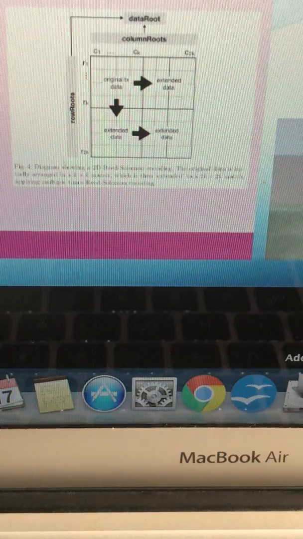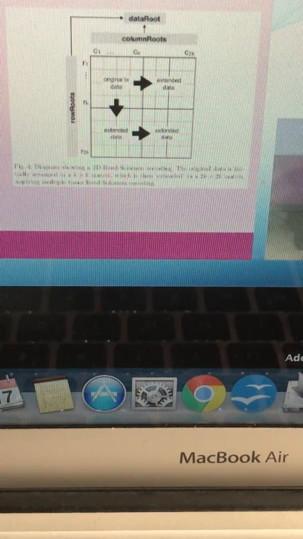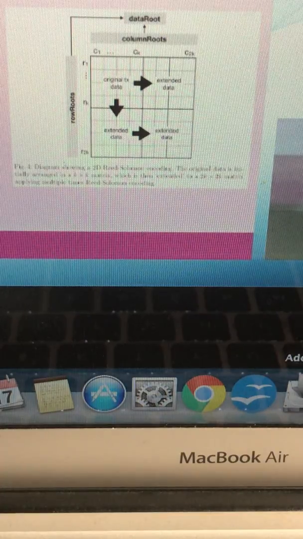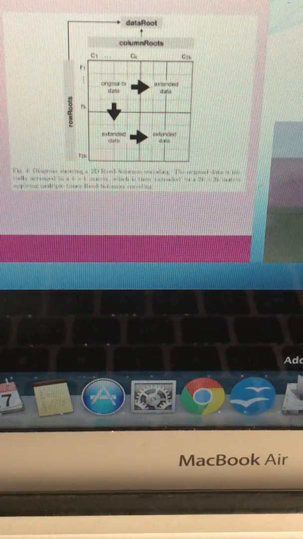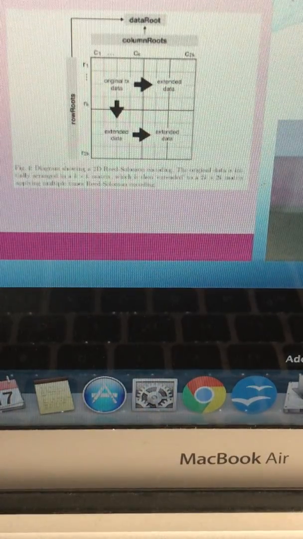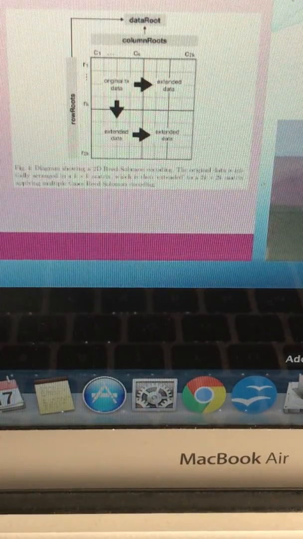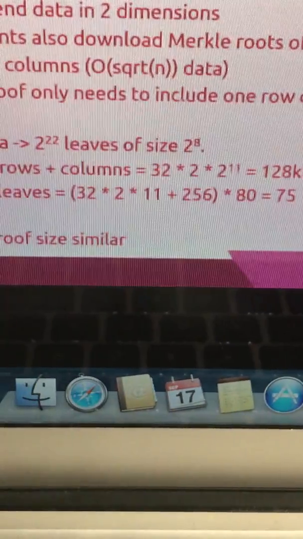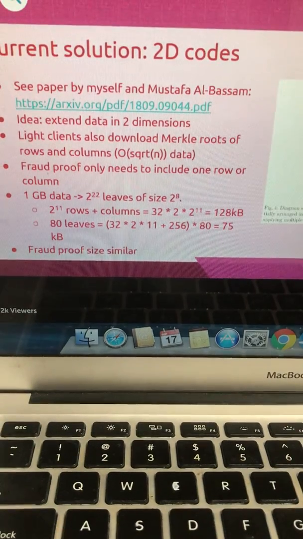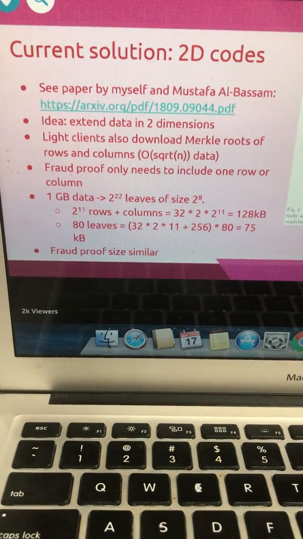So a fraud proof, instead of including the entire data, just has to prove fraud in one row, or prove fraud in one column, or prove inconsistency between one position in one row and one position in one column. That's it, right? Because ultimately, if the data is broken, what that means is that some row is broken or some column is broken, and so you just choose the specific row or column that's broken and you prove it.